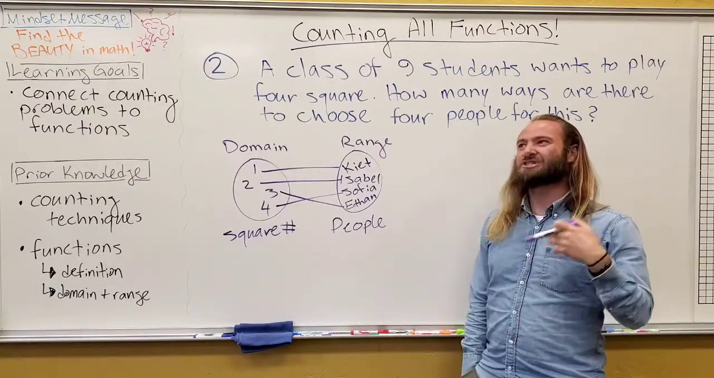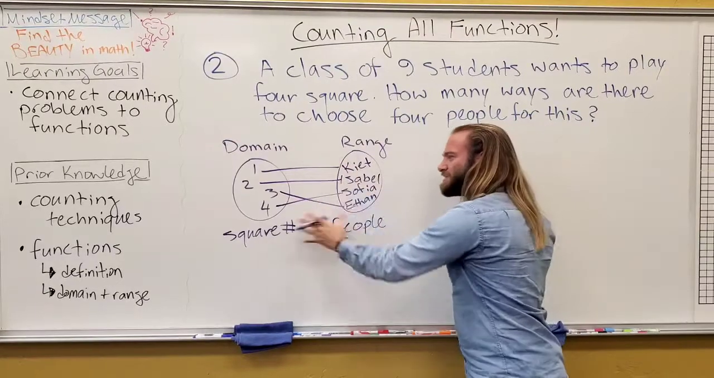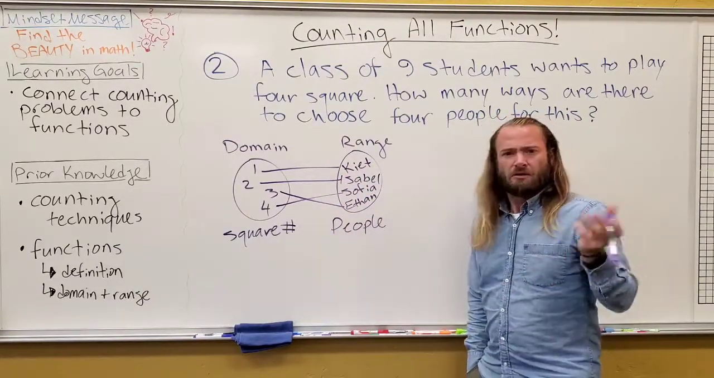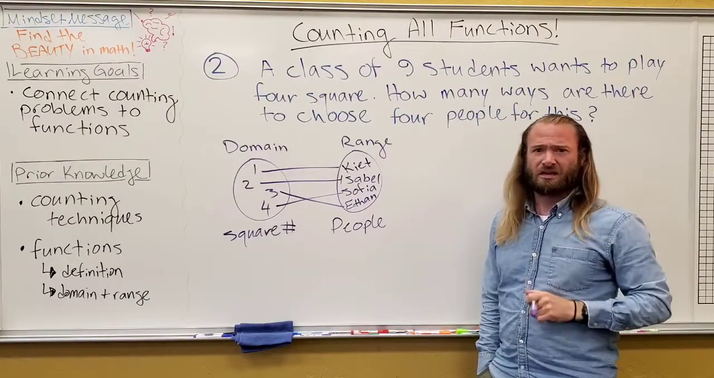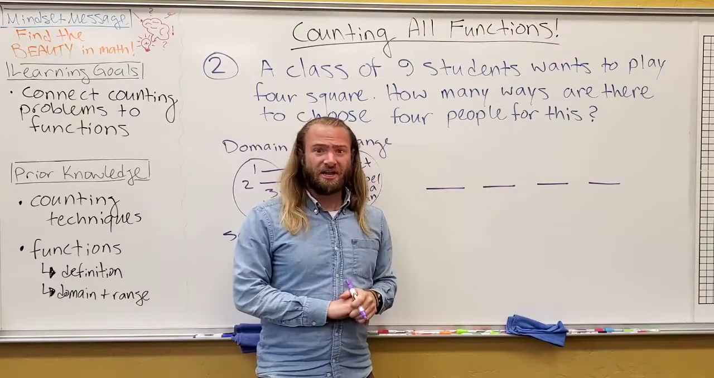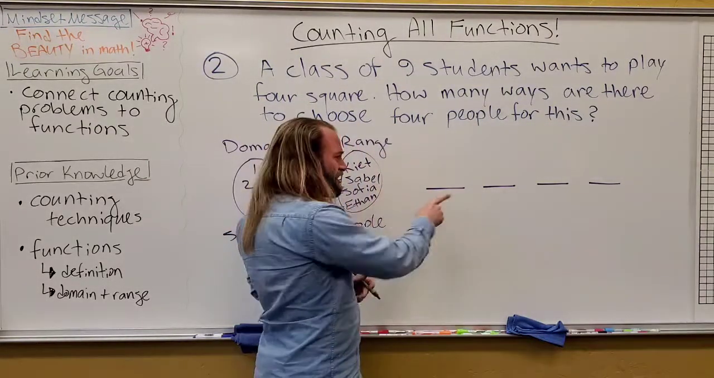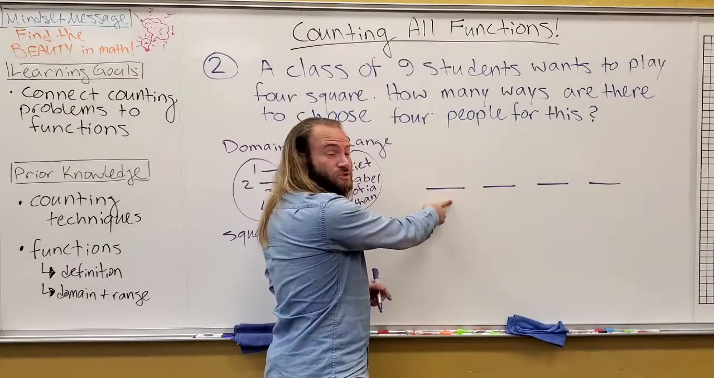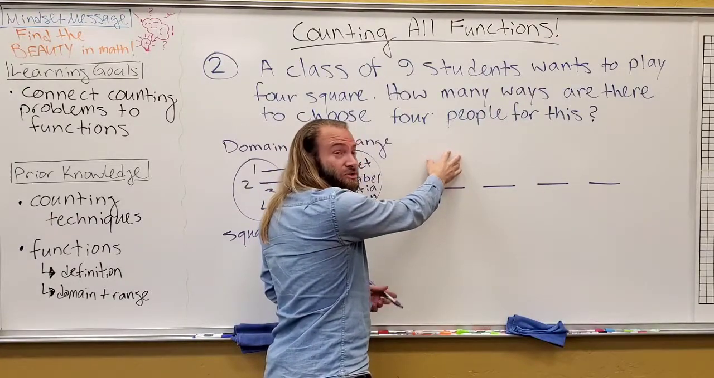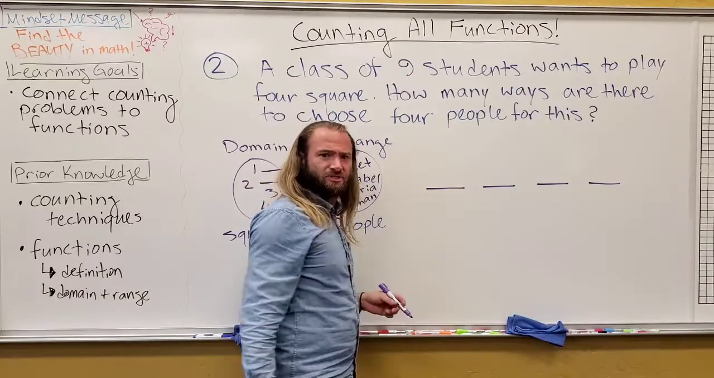But how do we actually calculate this? This helps us understand conceptually about how functions are connected to this. But how do we do the calculation? Let's look at that. So again, we have slots to fill, right? And in this case, let's just say square 1 in the 4 square. How many people exist that we could put into square 1? Well, we have 9 students, right?